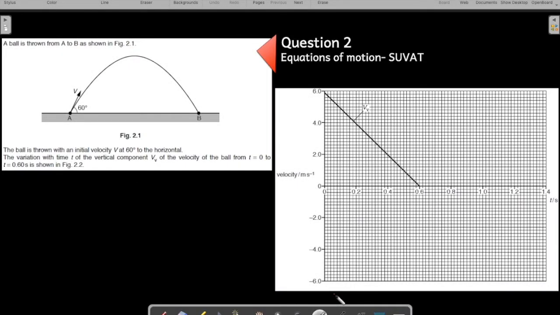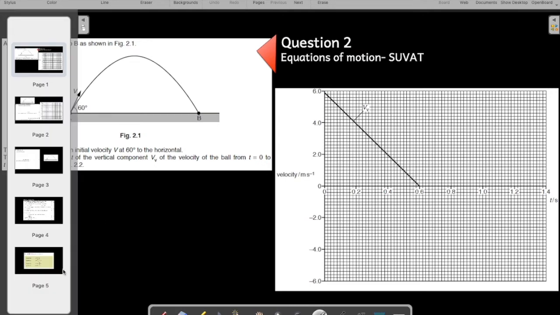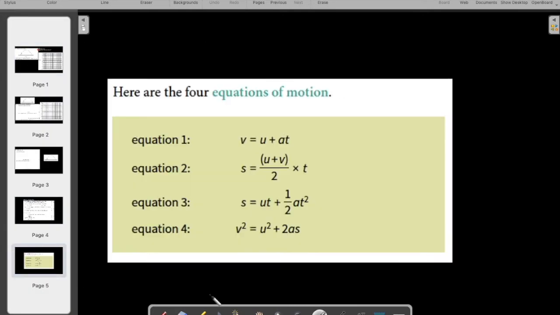So what are we doing right now? We are practicing the past paper questions on the equations of motions, SUVAT. This is our practice question number 2. We are taking the past paper questions from the AS Physics, and these are your equations of motions.